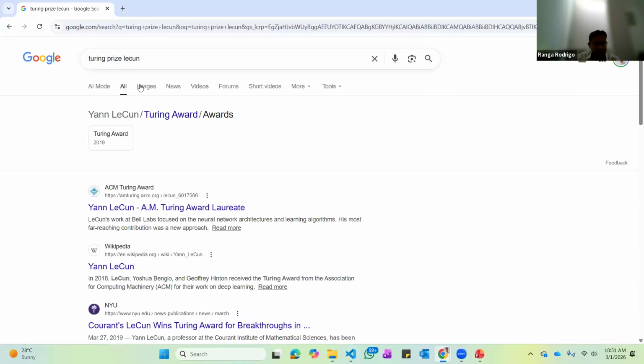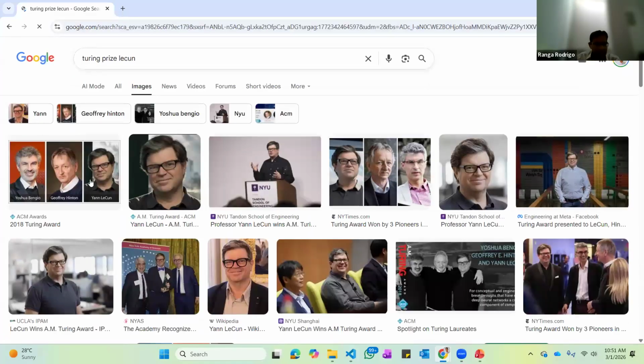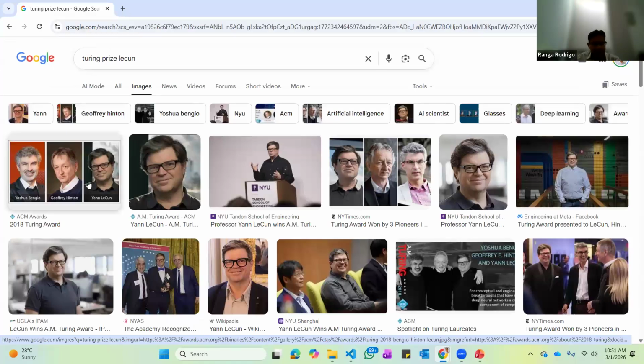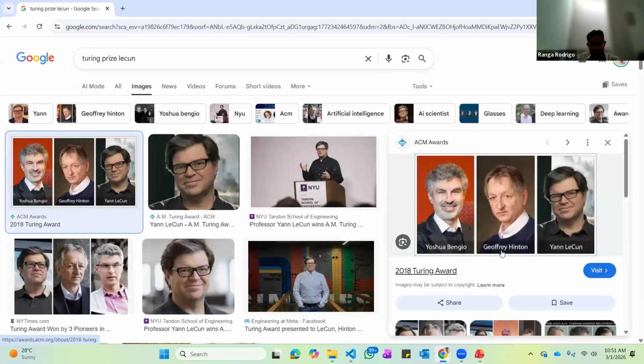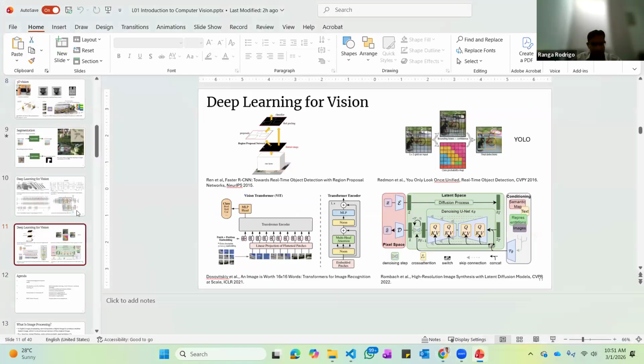The Turing Prize in 2019 was won by these three people: Yoshua Bengio, Geoffrey Hinton, and Yann LeCun. So that paper we looked at, LeNet-5, was by Professor Yann LeCun. This is Geoffrey Hinton. He's the last author, or the professor, in the AlexNet paper. And you know that last year, so 2024, he won the Nobel Prize for physics, but for the pioneering work that he did in deep learning.